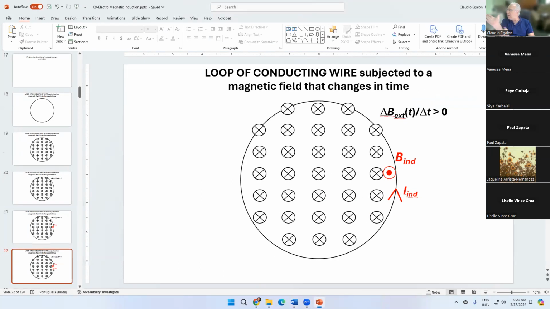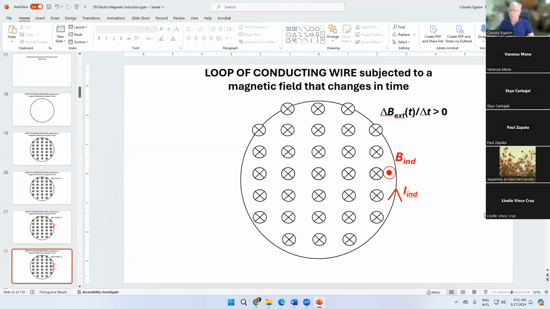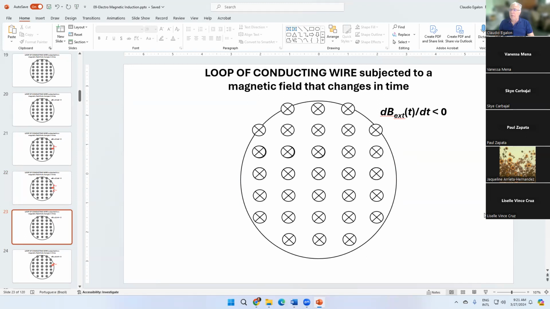You know, the palm of your hand is rotating in the direction of the induced current, and the thumb must point in the direction of the induced magnetic field, right? Here is the external magnetic field, here is the induced magnetic field. So two different types of field here that you have to keep in mind. If the sign changes to negative, then the induced current must rotate in the other direction.